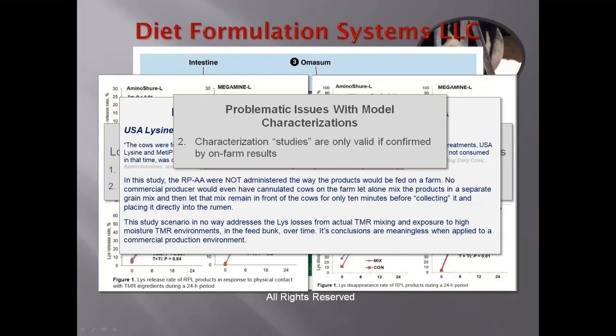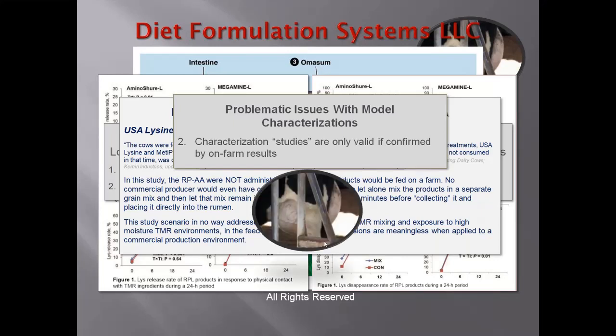This is why we need to approach characterizations by looking at on-farm results. Those characterizations are only valid if they perform on-farm and produce the response they should be producing. If that's not the case, then there are some issues. And it isn't that amino acid balancing doesn't work or methionine doesn't have anything to do with it. It's something going on in our characterization or our modeling.